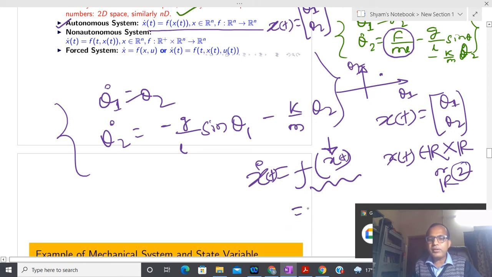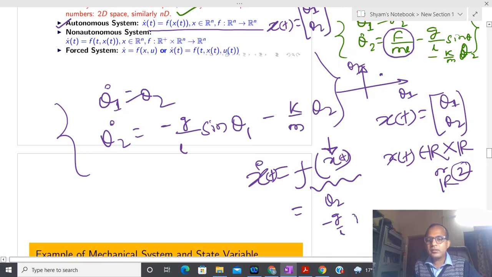Okay, I am going to give a hint. Is it theta 2 minus g by L sine theta 1, minus k by m theta 2? Am I right? Is it possible to write f(x) like this? Theta 2, g by L sine theta 1 minus k by m theta. We just have to collect the terms on the right hand side of the differential equation.